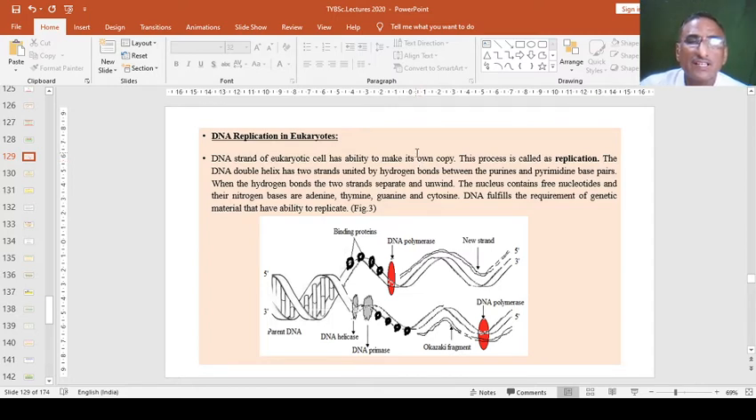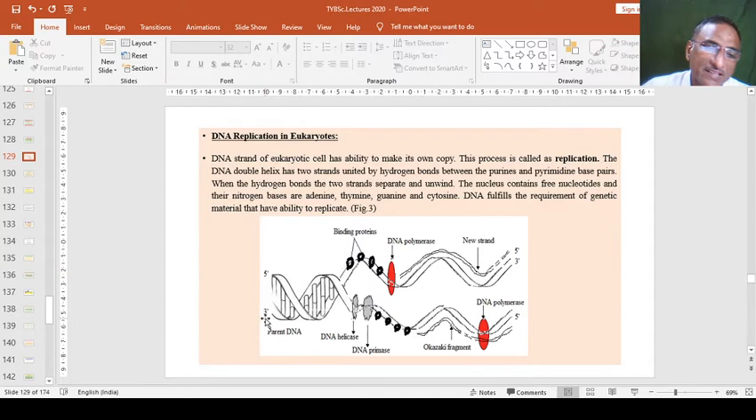The DNA double helix has two strands united by hydrogen bonds between the purine and pyrimidine base pairs. When the hydrogen bonds break, the two strands separate and unwind. The nucleus contains free nucleotides, and their nitrogen bases are adenine, thymine, guanine, and cytosine. DNA fulfills the requirement of genetic material as it has the ability to replicate.